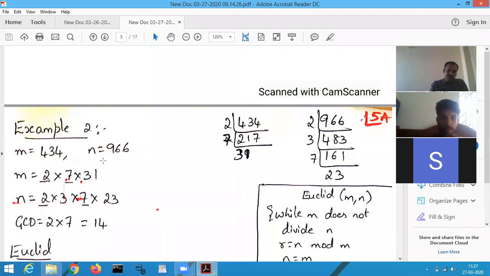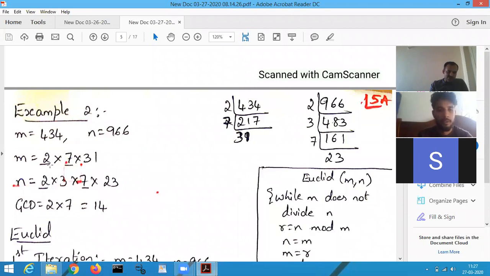Now let us take one more number, that is 966. To find the prime factors, let us take the first prime number 2. If I divide 966, then 2 4s are 8, 2 8s are 16, 2 3s are 6. Similarly, if I find all the prime factors, the prime factors of 966 are 2 into 3 into 7 into 23. That's why 2 into 3 into 7 into 23 is 966.